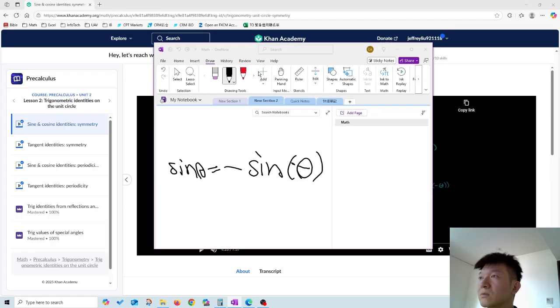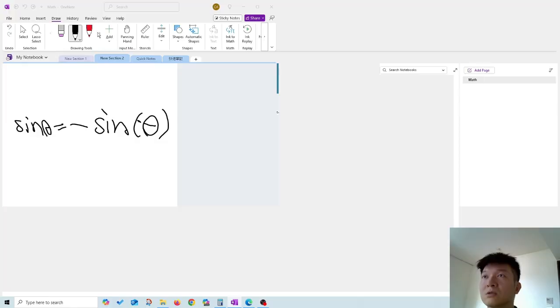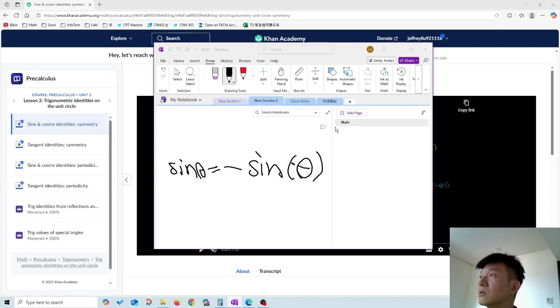Wait. I can't change the color here. What's going on? Okay, I can't change anything here, but alright.